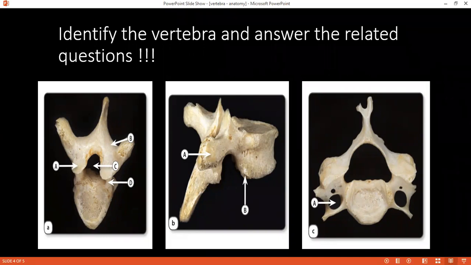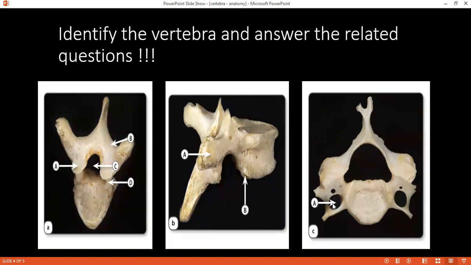In the typical thoracic vertebra, the body is heart-shaped. The vertebral foramen is round. The spine of the thoracic vertebra is directed downwards and backwards, and it has a costal facet on the body and also on the transverse process.